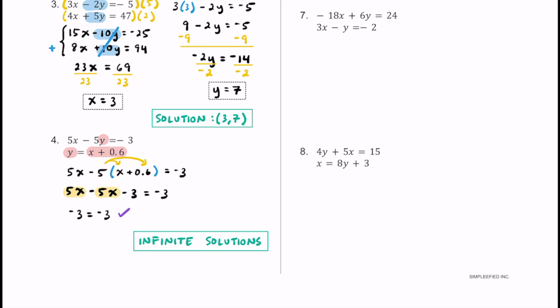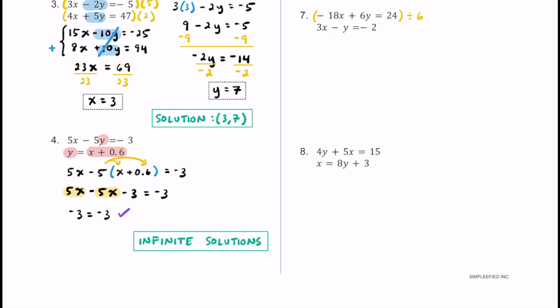Here's number 7. For number 7, we have the equation negative 18x plus 6y is equal to 24, and 3x minus y is equal to negative 2. Now right away, looking at this top equation, I'm noticing that this 18, 6, and 24 can all be divisible by their GCF of 6. So just to make these smaller, I'm going to go ahead and divide everything up here by 6 just to get started.